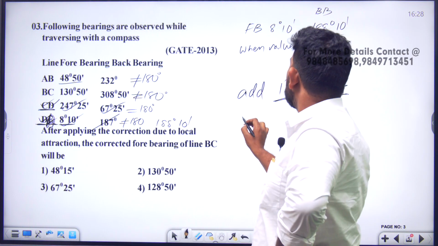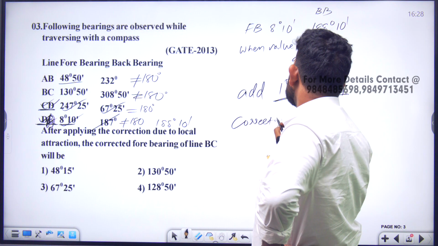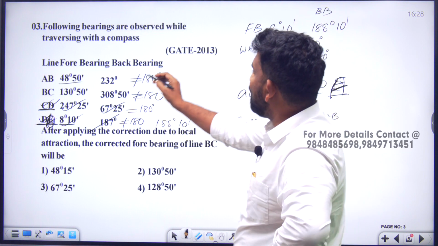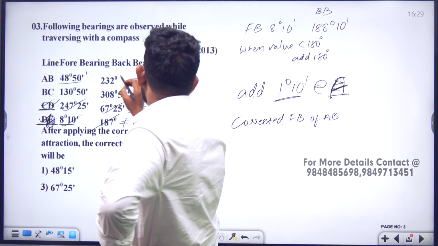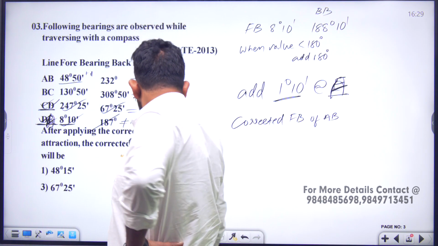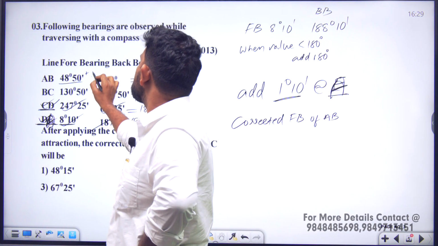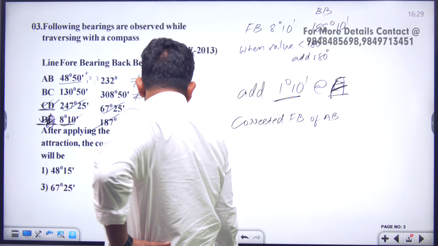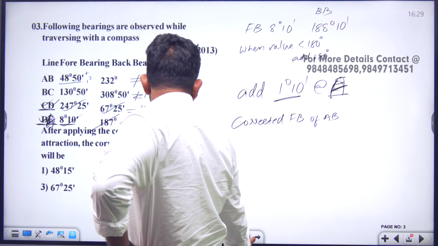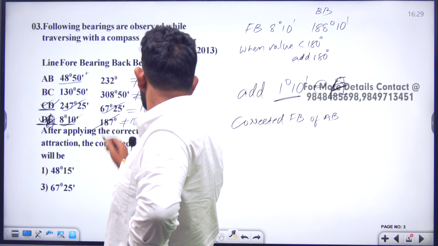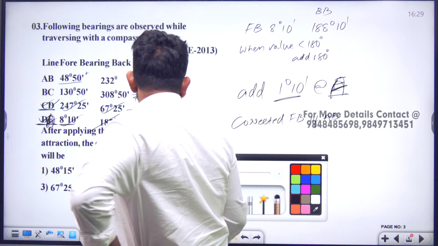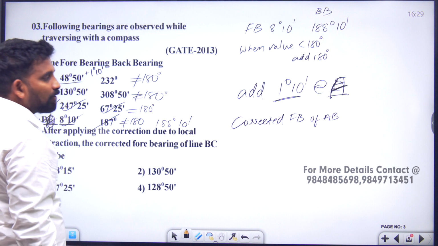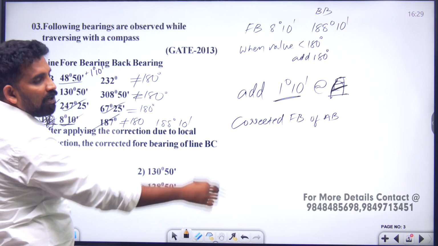Okay, so the corrected forebearing of AB, that means I need to add how much here? I need to add plus 1 degree 10 minutes. See here, how much I need to add? Plus 1 degree 10 minutes. Okay. So if I add 1 degree 10 minutes, then the bearing will get corrected.